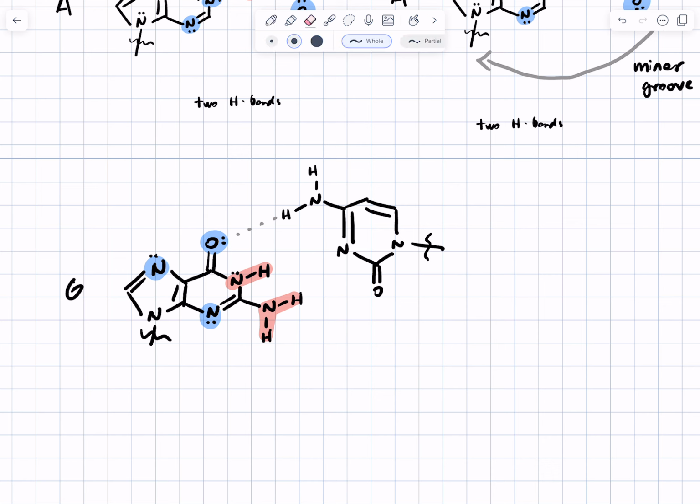All right, so here is the C base that we've just drawn. Here's a hydrogen bond donor group. Here's a hydrogen bond acceptor group, lone pairs on that ring nitrogen, and then here's another hydrogen bond acceptor group, lone pairs on that carbonyl oxygen. And you can see that a GC pair has 3 hydrogen bonds.